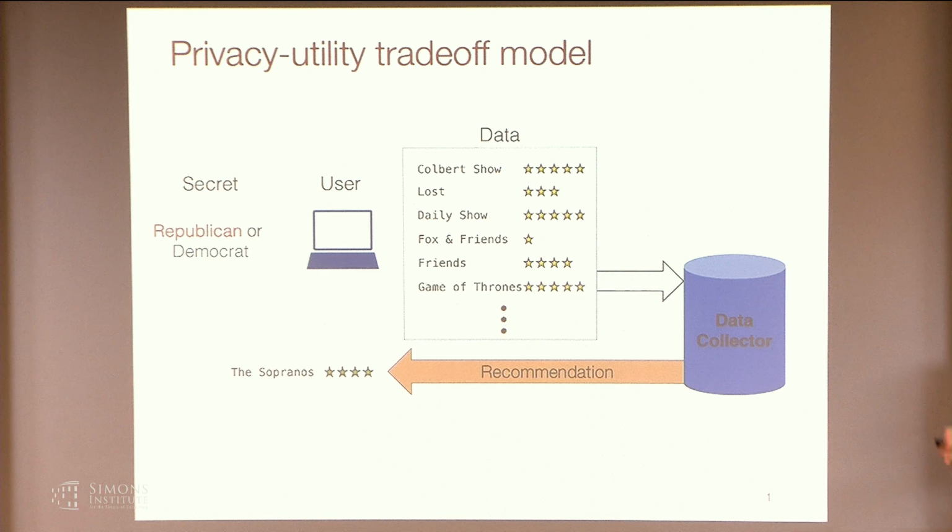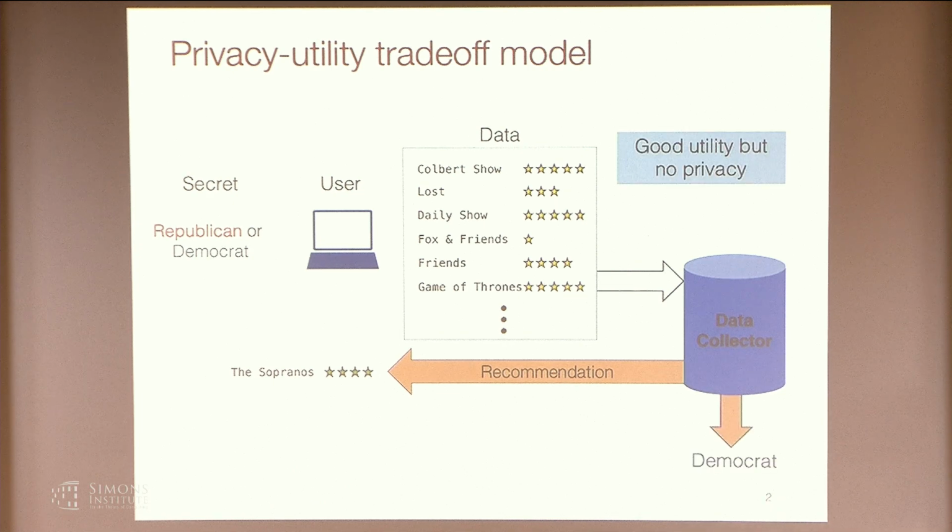Okay. Why do they want to share that data? Because they want to receive some utility from that data. For example, recommendations of new TV shows to watch. At the same time, this user has something that they want to keep secret. For example, they want to keep secret the fact if they're a Republican or a Democrat. Well, if the user sends the data as is, they're going to receive the best utility from this data collector, right? The best recommendations. But at the same time, there might be a privacy risk incurred through inferences.